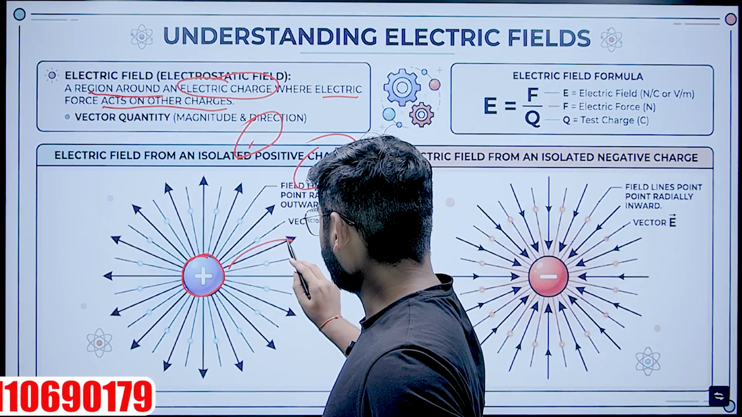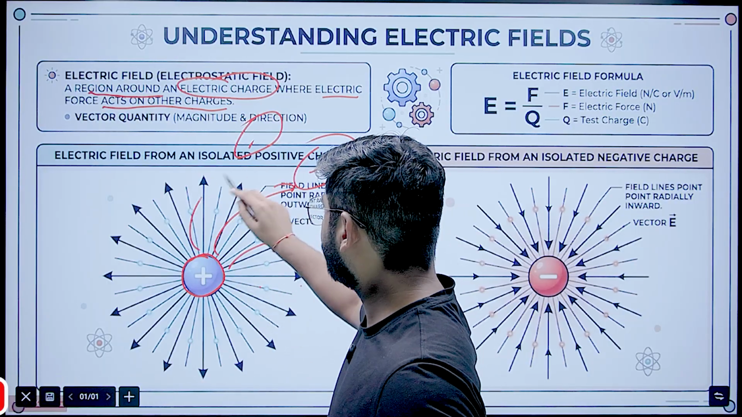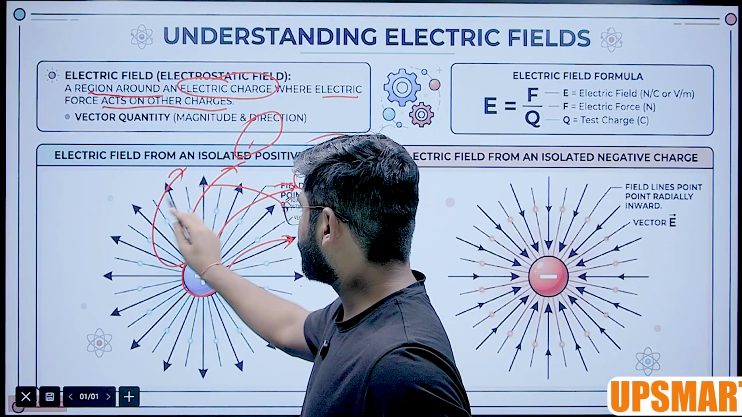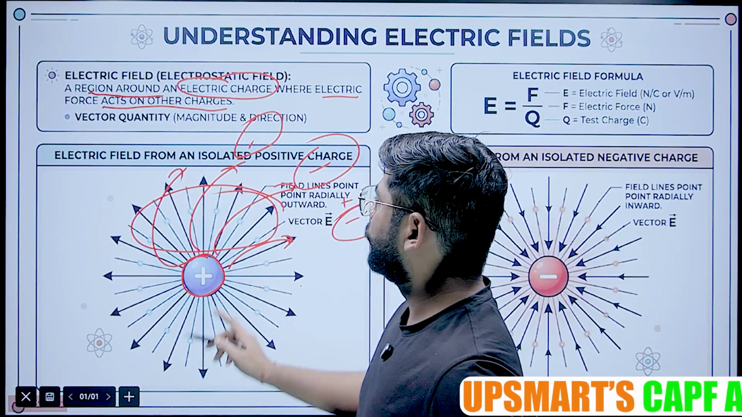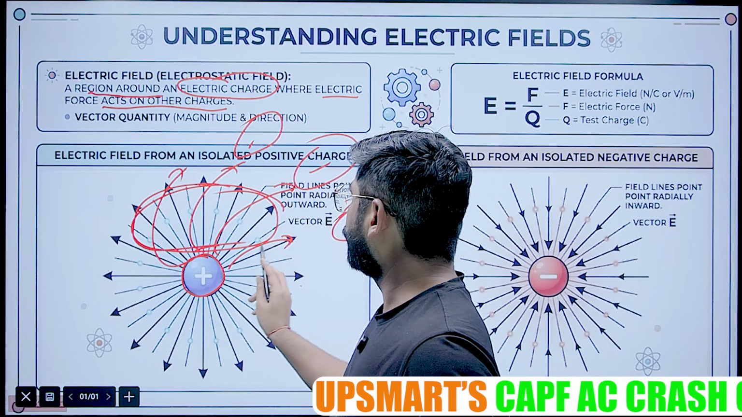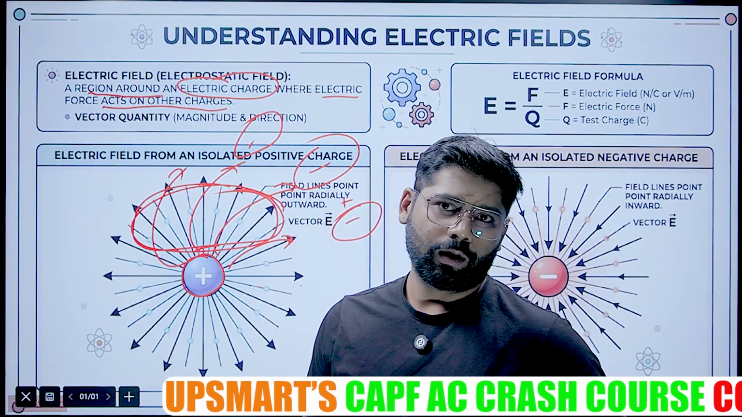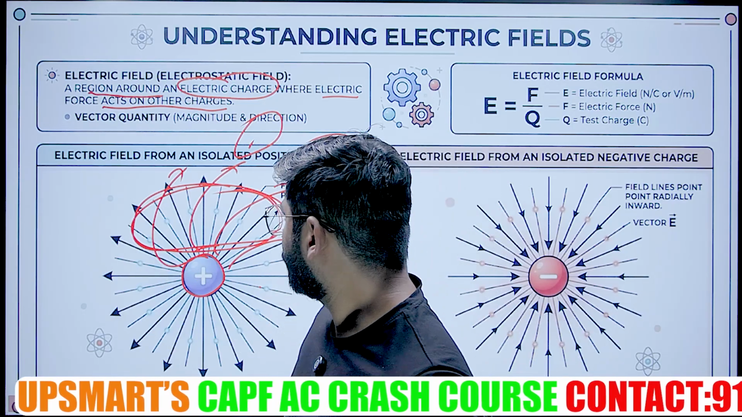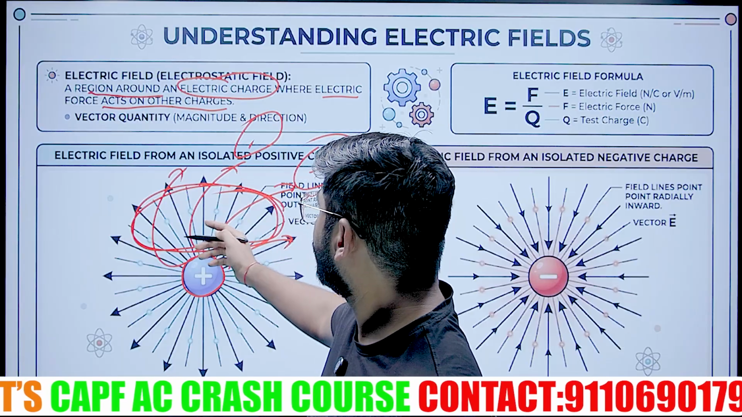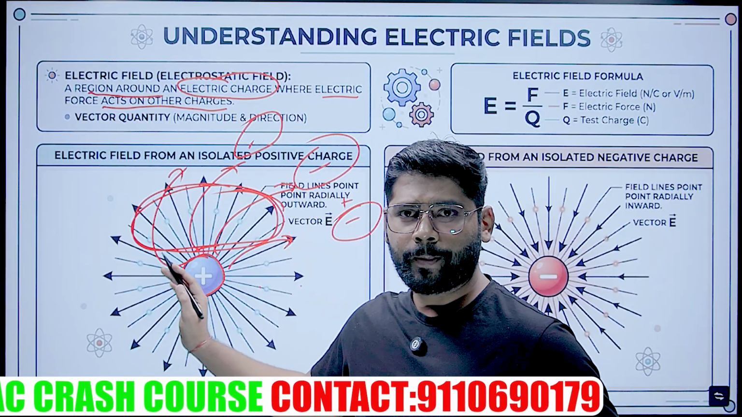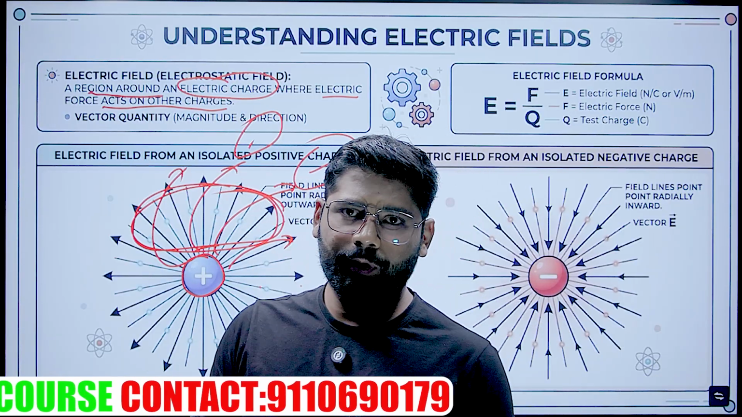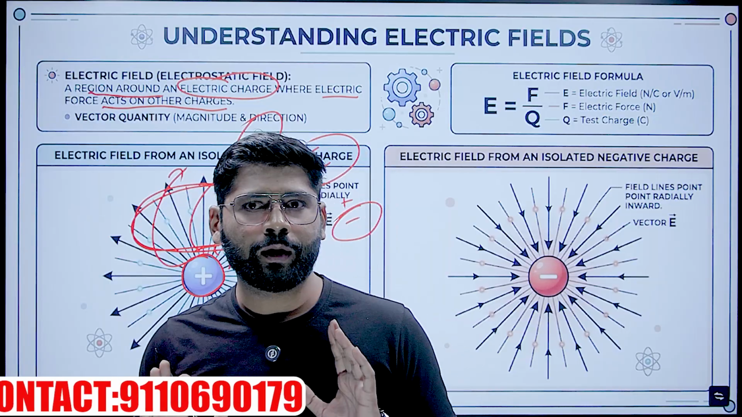Now what is happening? The charges are moving, and this is nothing but the electric field. This is the region between two unlike charges which generates this field. The field between two unlike charges is nothing but the electric field.